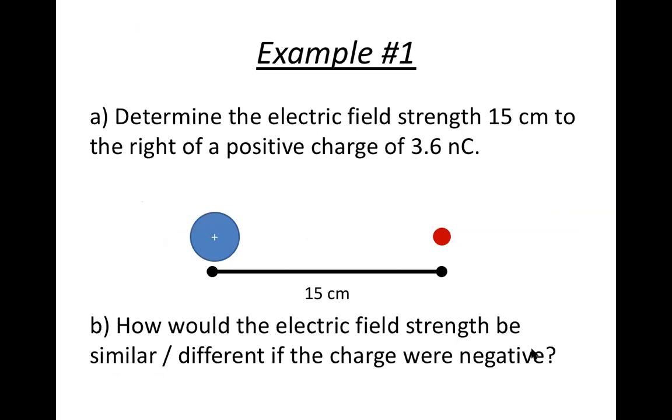So let's do an example. Determine the electric field strength 15 centimeters to the right of a positive charge of 3.6 nanocoulombs. How would the electric field strength be similar or different if the charge were negative? So this is our actual charge creating an electric field strength. This is just a test charge to tell you that we're 15 centimeters away. So we don't need to know whether this is positive or negative.